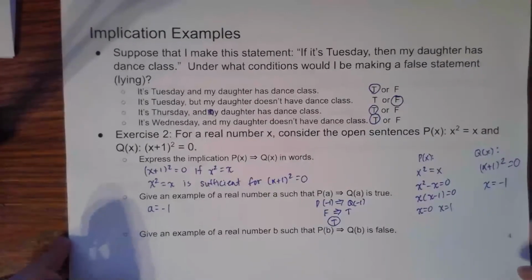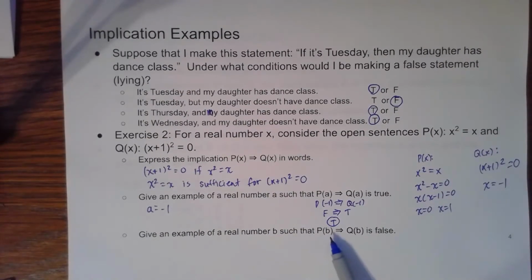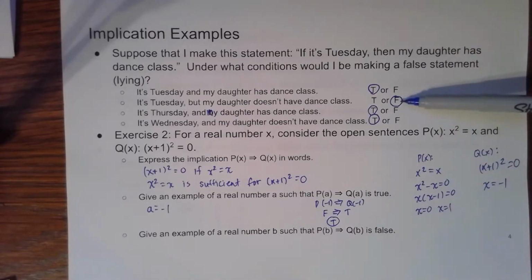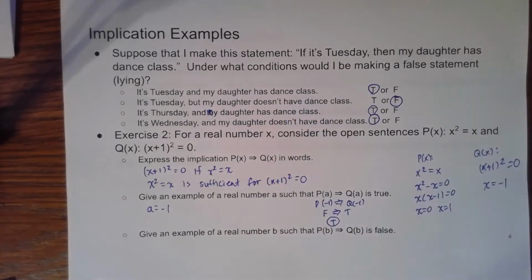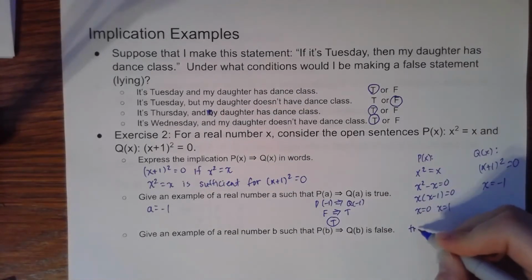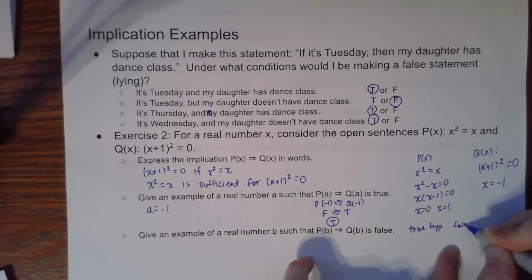Okay, let's look at the next one. This time we want a value B, so that when we put B in, we're going to get an implication that's false. Now there's only one way to get a false, right? That's with a true hypothesis and a false conclusion. So we need a true hypothesis and we need a false conclusion here.